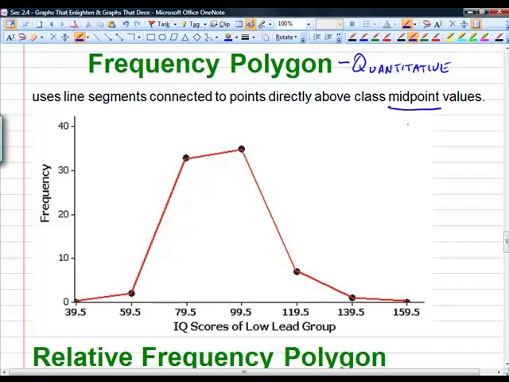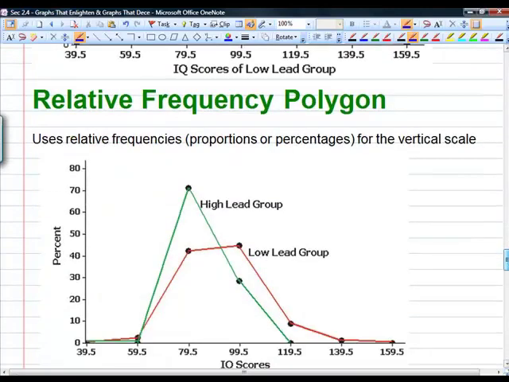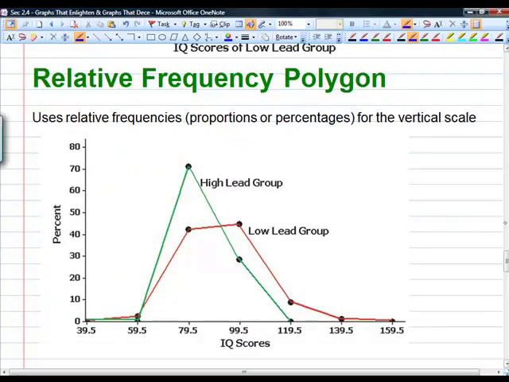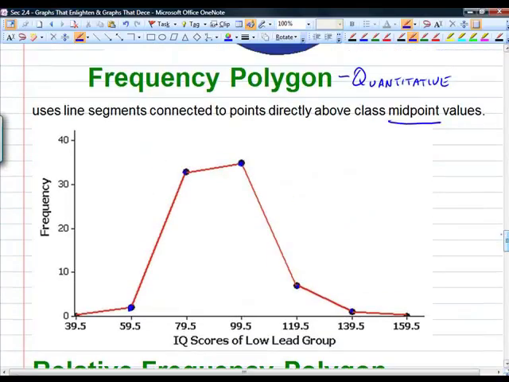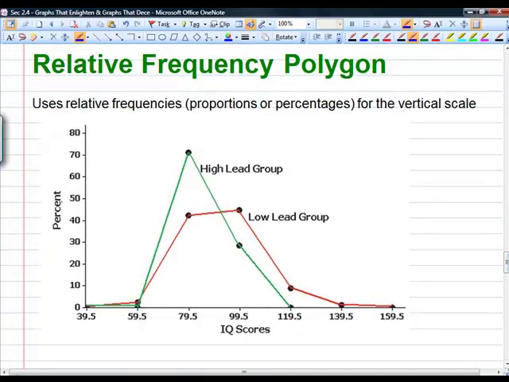Class midpoints, remember, are the middle value or the average value between the lower class limit and the upper class limit of a histogram or frequency table. So these dots here would represent the midpoints of your various classes, and then you just connect the dots with a line segment. A relative frequency polygon, instead of using count here or frequency as your vertical measure, relative, when you see the word relative, it means you're switching to a percent.